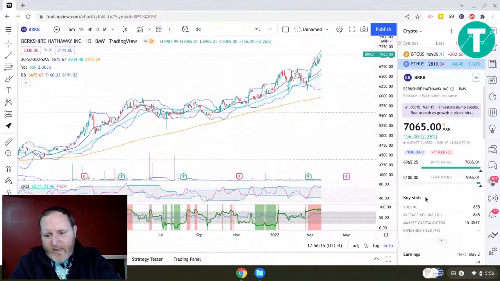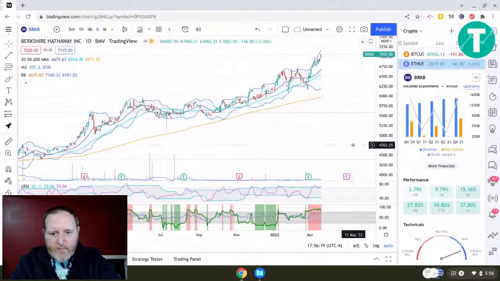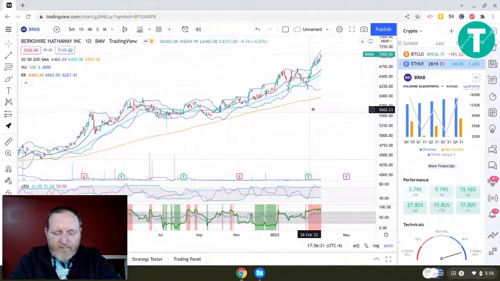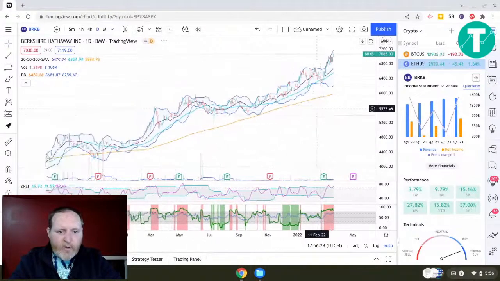And year to date, it is in the green, I believe. Yeah, 15.8%. While the S&P is still in the red, the Dow is still in the red, and so forth. So it's performing really, really good.